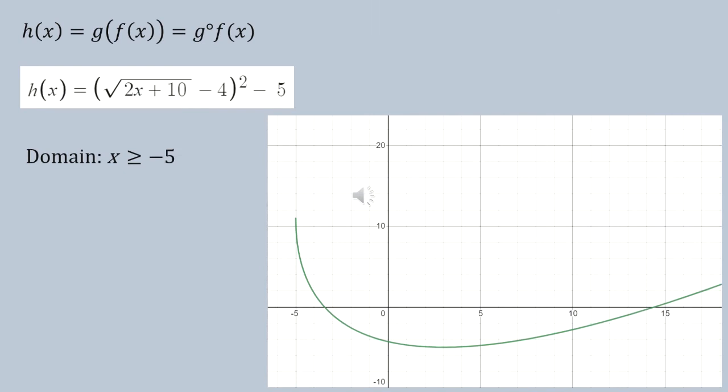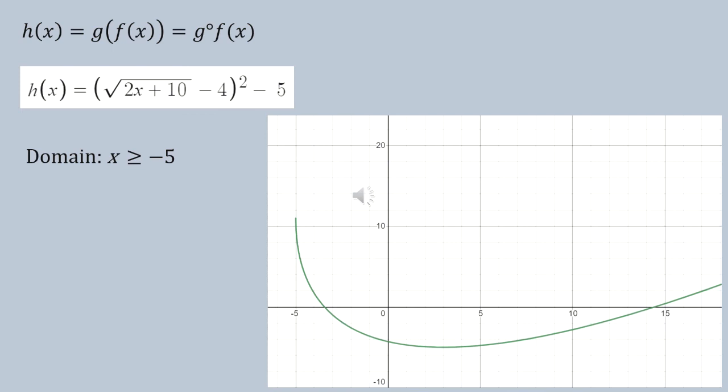We could also compose the function in the other direction. We could use f as the input to g. So if you take the square root of 2x plus 10 and you replace the variable in the parabola with the square root of 2x plus 10, you end up with the function shown here. There's really no point in reducing it any further. It's about as cleaned up as it will be.